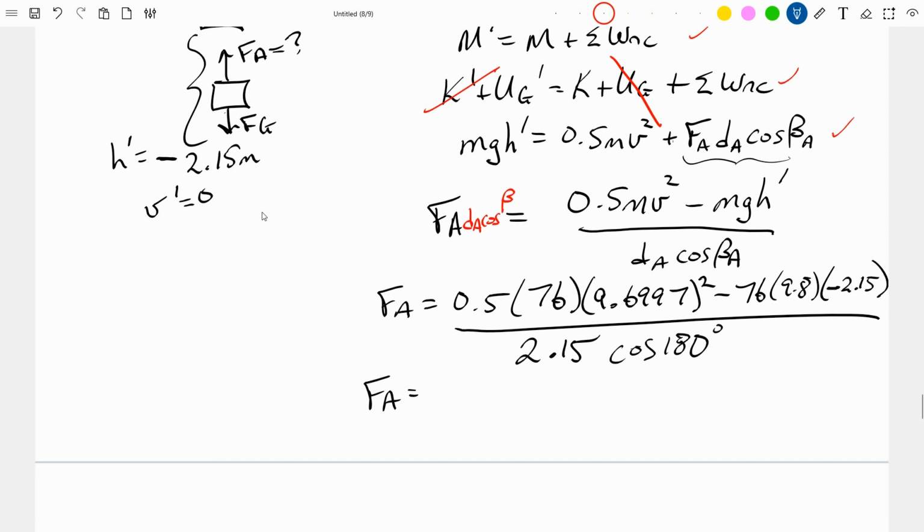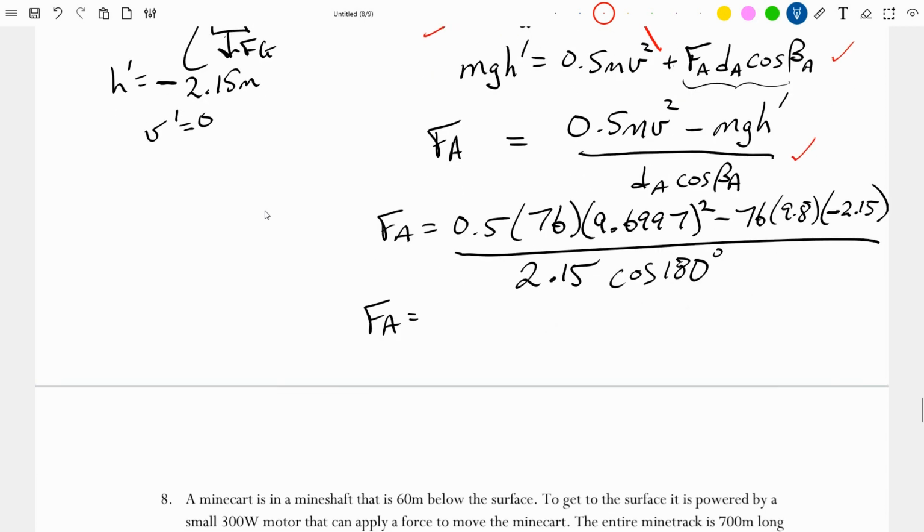So 0.5 mv squared, that's good. I changed this to subtract because I tried to subtract mgh prime over to the right side, so I think that's good. And then I divided effectively what I temporarily wrote in red here. So distance applied, cos of beta applied. And that looks totally good. I think. I'm not seeing it yet anyway. And of course, maybe you're sitting there screaming at something that I'm looking at and not seeing. Okay, double check my... Oh, no, that's it.